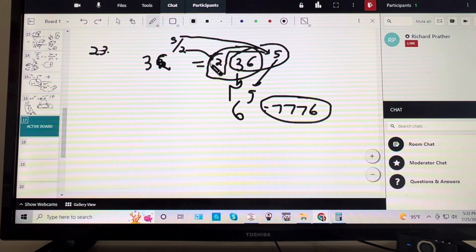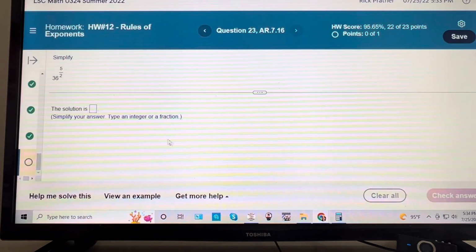Doesn't matter. You can do the root first or the power first. Roots first make things smaller, so I would do that and make the number smaller. But you can go to the bigger number if you want. I did this both ways and I got 7776.